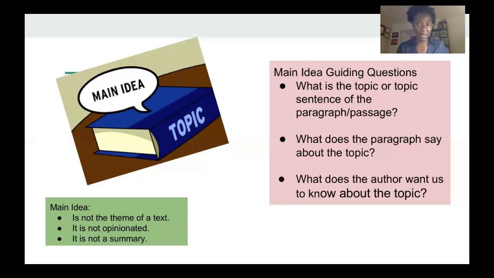The main idea is also not opinionated. By opinionated, we mean that you do not share what you think in the main idea. The main idea is also not a summary. The main idea will help you to write a summary. The main idea is included in the summary. But remember, boys and girls, the main idea is not a summary.